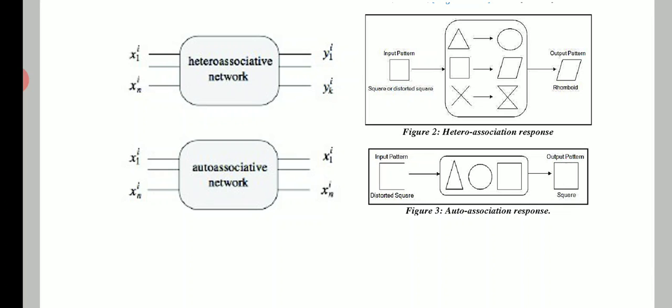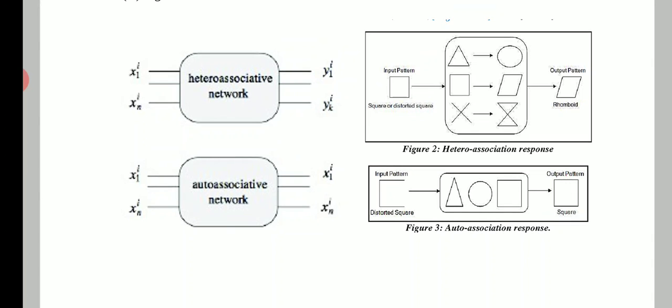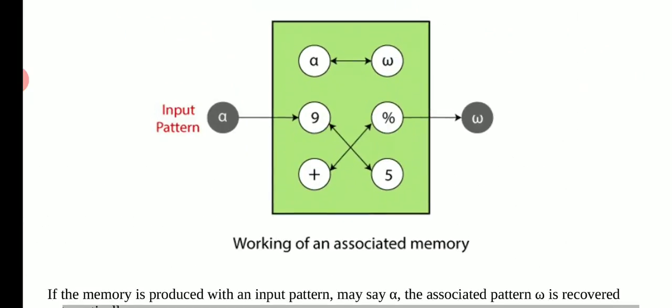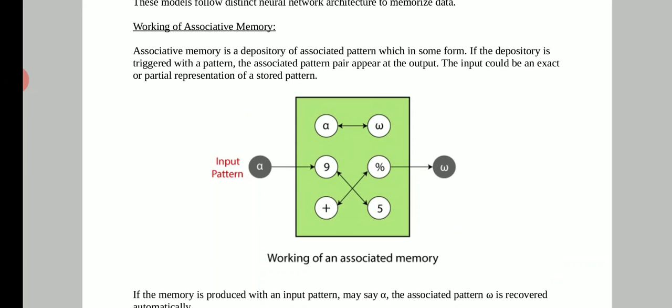In hetero associative, there is mapping. Look at the top one: the input is X but the output is Y. Input and output are different and there is mapping. Square means rhomboid; the memory of square or neural circuit of square is connected to the neural circuit of rhomboid. You know that if I tell you square, you will tell me rhomboid. It's something like that. So input and output are different in heteroassociative. This kind of associative memory works like this: if the input pattern is alpha, the output pattern will definitely be omega.